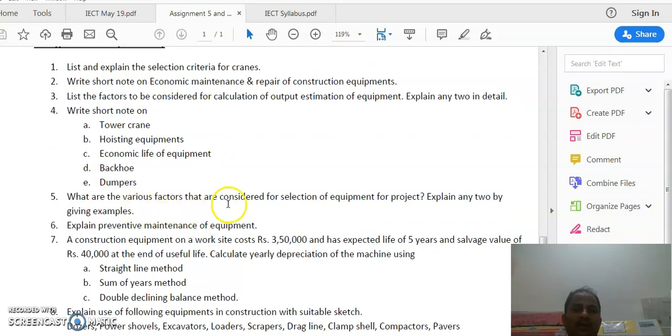What are the various factors that are considered for selection of equipment for a project? Explain any two by giving examples. Explain preventive maintenance of the equipment. One numerical is based on depreciation. Explain use of the following equipment in construction with suitable sketch: closers, power shovels, excavator, loaders, scrapers, dragline, clamshell, and compactors, pavers.